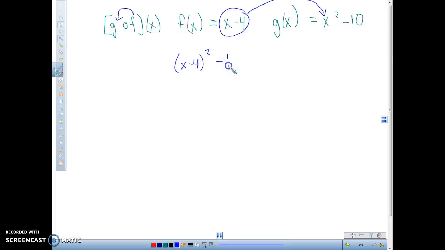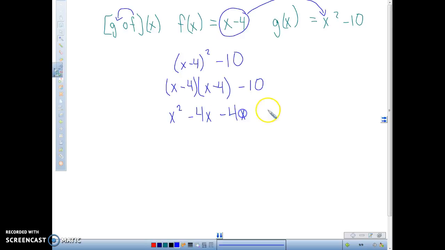squared minus 10. And again, remember, if you have parentheses squared, that means you have two of them, so you have to FOIL. X squared minus 4x plus 16 minus 10. Combine your like terms. Negative 4, we have negative 8x. 16 minus 10 gives us plus 6.